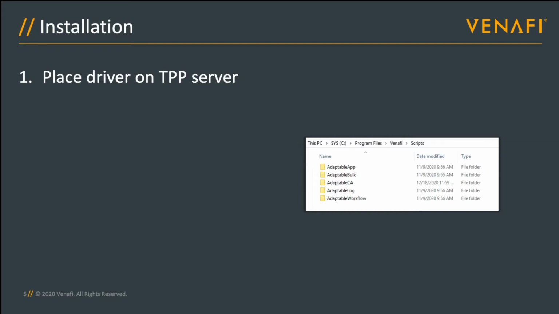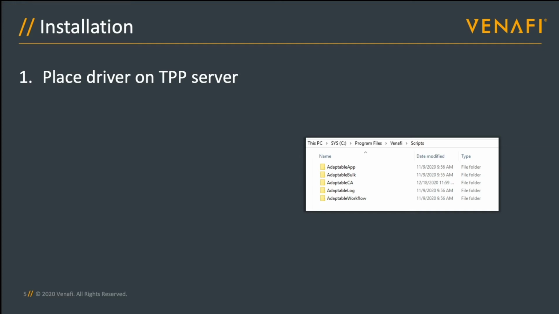The first step is going to be placing the adaptable script on the Venafi server in the proper directory according to the type of driver. As you can see, there's a specific directory for each type of adaptable driver: adaptable application, bulk provisioning, certificate authority, log, and workflow.